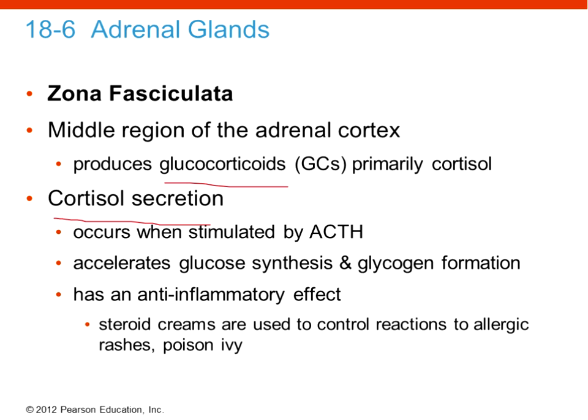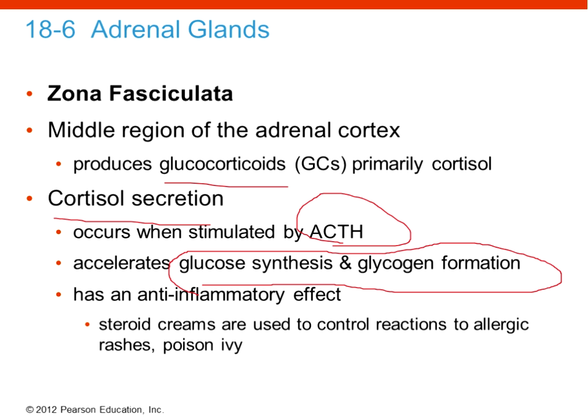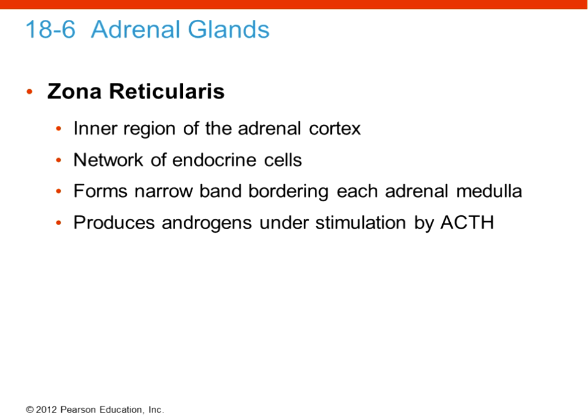It's stimulated by ACTH, accelerates sugar formation and glycogen formation, but also has an anti-inflammatory effect, like hydrocortisone, right? That's the cream that you rub on like poison ivy and rashes and things like that, right? Because it has an anti-inflammatory effect as well. And so that's coming from that zona fasciculata, which is the middle region of the adrenal cortex.